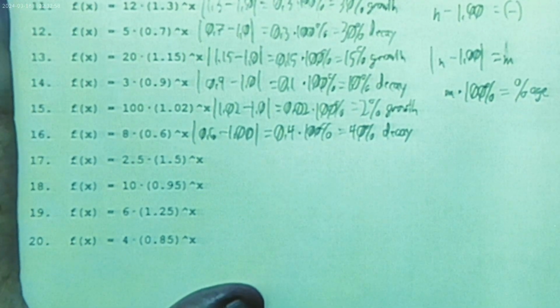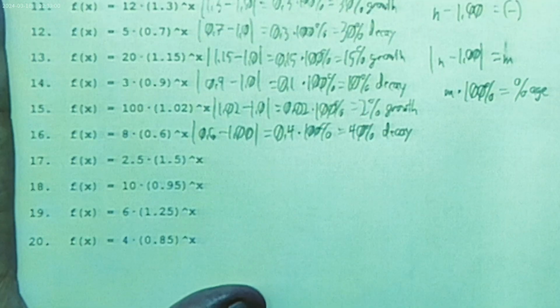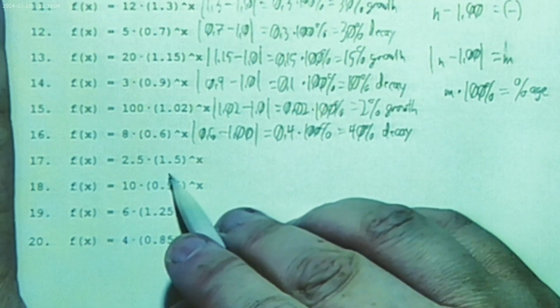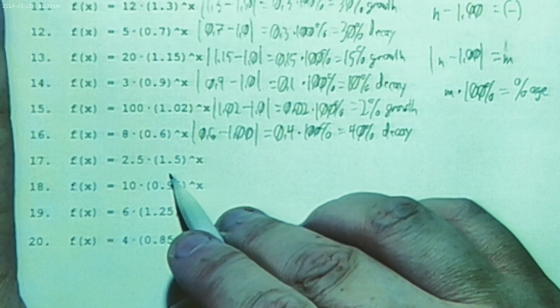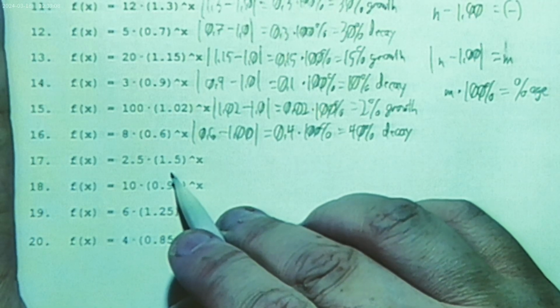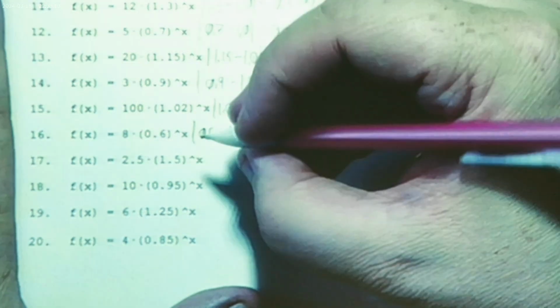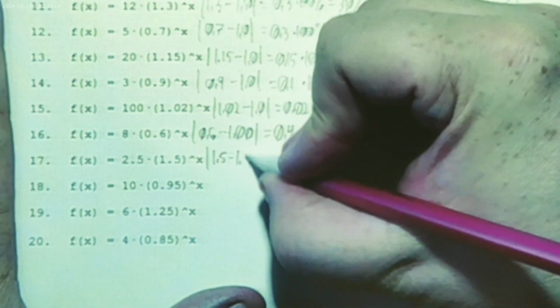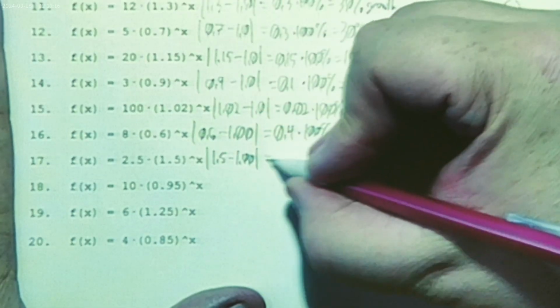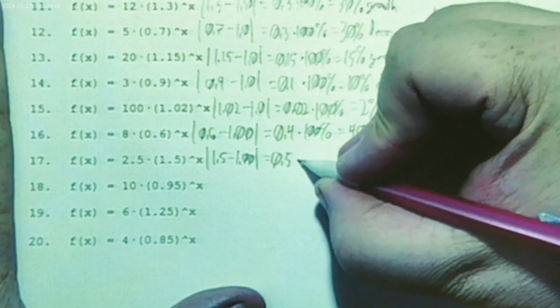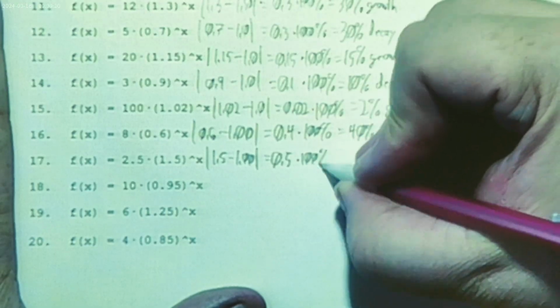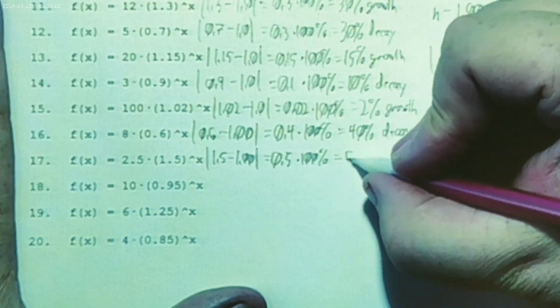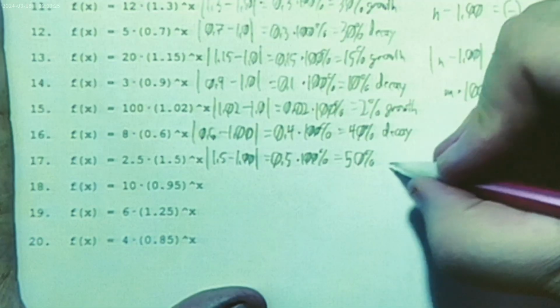Got a couple more, and then we'll call it good for this worksheet because we're out of problems for the worksheet. So I've got 1.5 inside the parentheses. If it's inside the parentheses, that means that it's going to be growth. So that means absolute value 1.5 minus 1.00 equals 0.5 times 100% equals 50% growth.